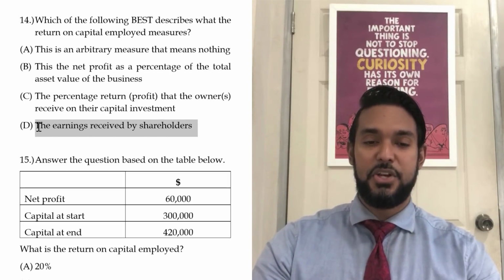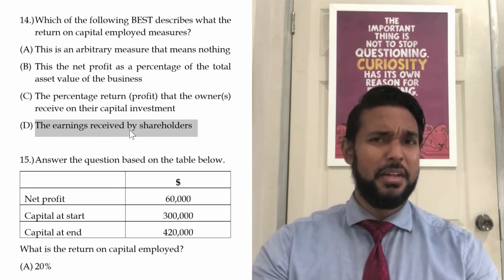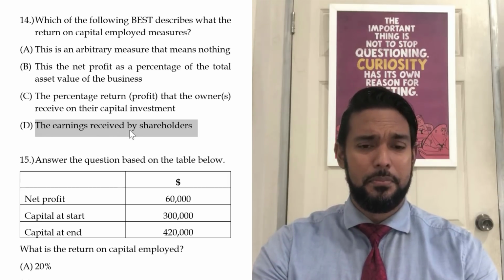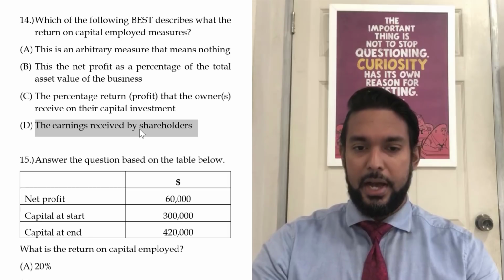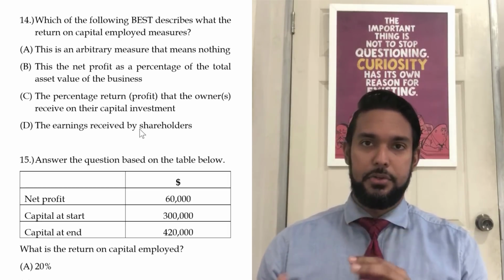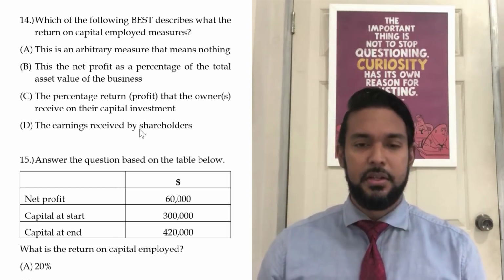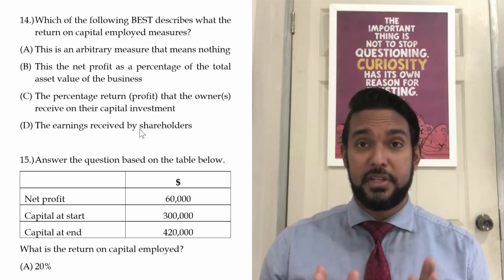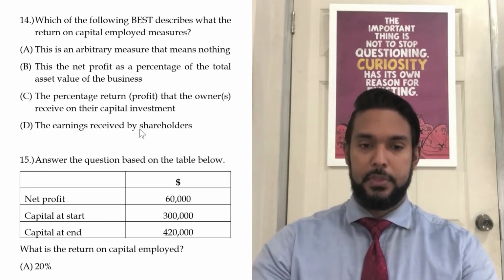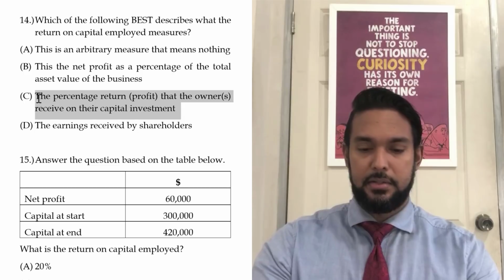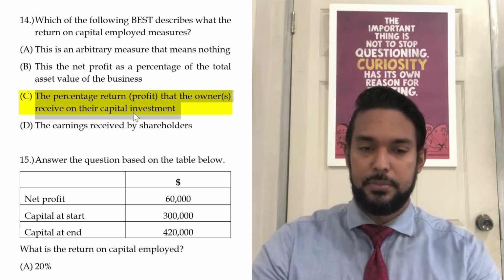And earnings received by shareholders. Technically, that is a return on the capital, but that's called dividends. There's actually a similar calculation for them, I think, called dividend yield, but if you go to Form 6 and do CAPE accounting, you'll learn all that there. Let's get that done, and let's move on to number 15.